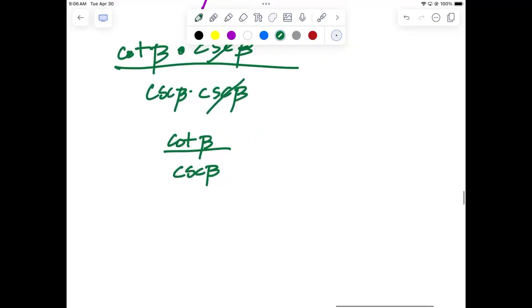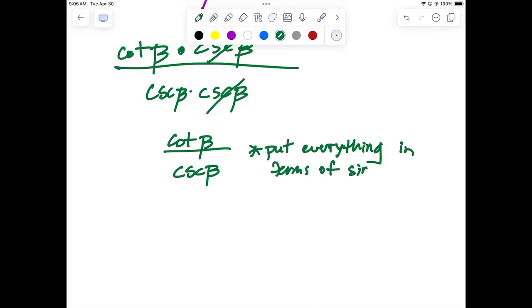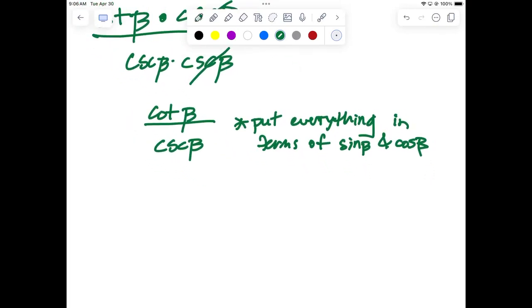Okay, here's another strategy. If you're not sure how something simplifies, and we talked about this yesterday, when you're stuck, put everything in terms of sine and cosine. We don't want to go back to the definitions in terms of x, y, and r. Don't go that route. We only did that to prove the fundamental identities. When we're proving other identities or simplifying, we want to stick with the trig functions, not their definitions. So don't call cotangent x over y and cosecant y over r, or r over y. Let's just put it in terms of sine and cosine.